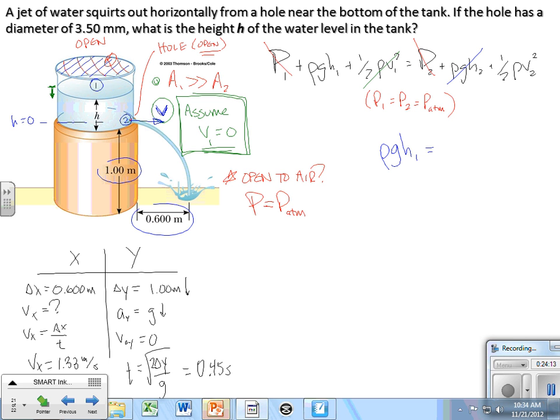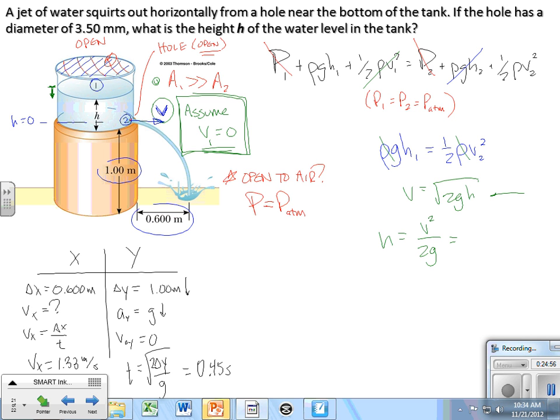rho g h1 is 1/2 rho v2 squared. Those go. And we get that v is the square root of 2gh. Of course we do. We're conserving energy per unit volume. So we end up with what we've come to recognize, I hope, from conservation of energy and kinematics. Oh, we're looking for the height. Sorry. Height is v squared over 2g. So that squared divided by 19.6.